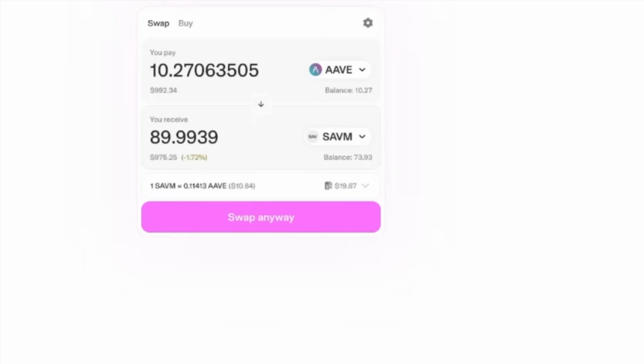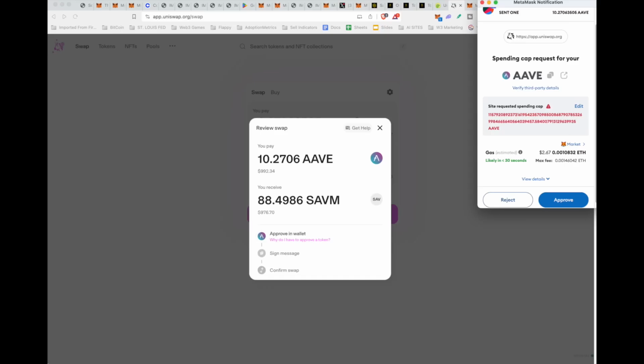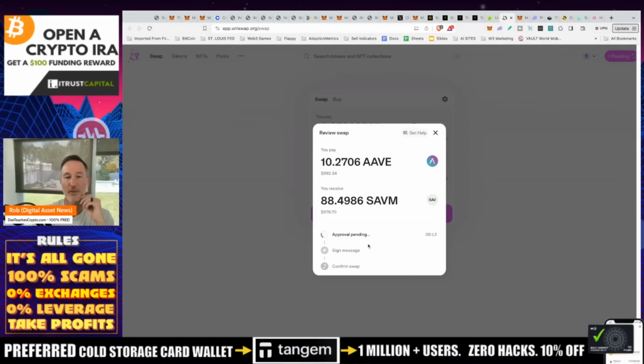So in this situation, I'm gonna make it very simple on myself and be cheap and use Uniswap. I'm gonna click on swap anyway, even though I got a $20 gas fee, which is ridiculous, but whatever. So here I go, approve and swap, and I'm gonna click approve. Approval pending, and we'll see how long that takes.